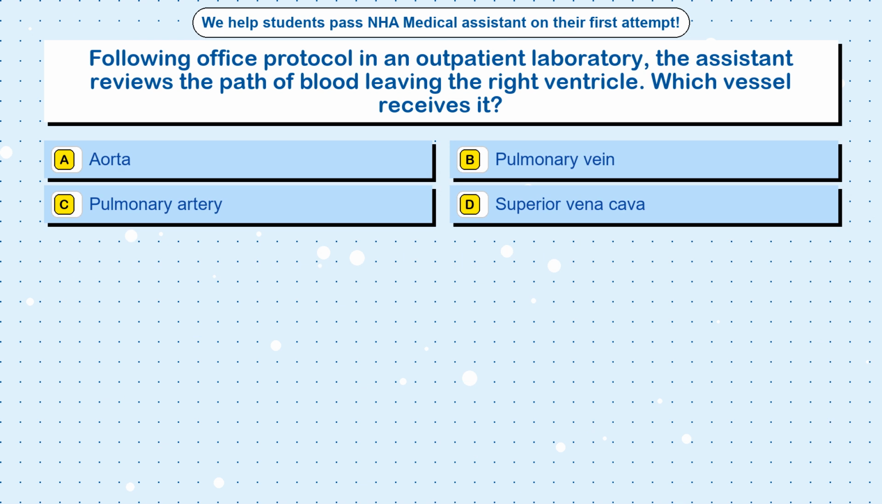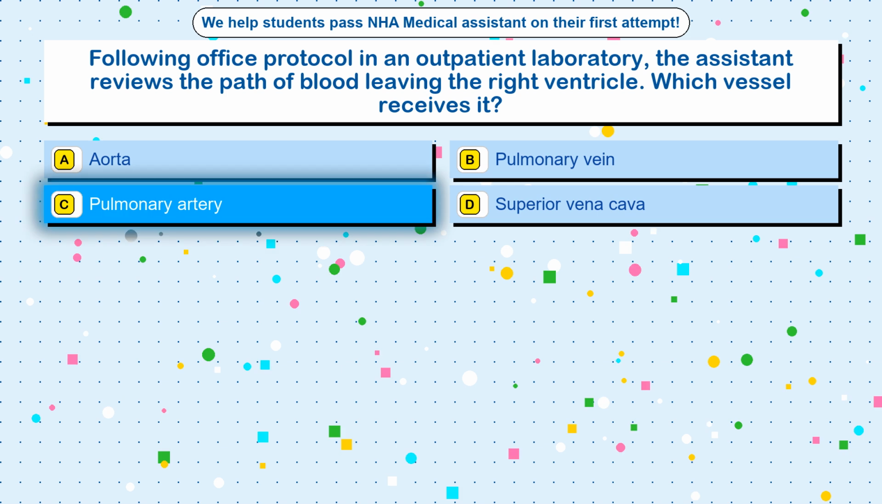Question 42. Following office protocol in an outpatient laboratory, the assistant reviews the path of blood leaving the right ventricle. Which vessel receives it? Option A, aorta. Option B, pulmonary vein. Option C, pulmonary artery. Option D, superior vena cava. The correct answer is option C, pulmonary artery.